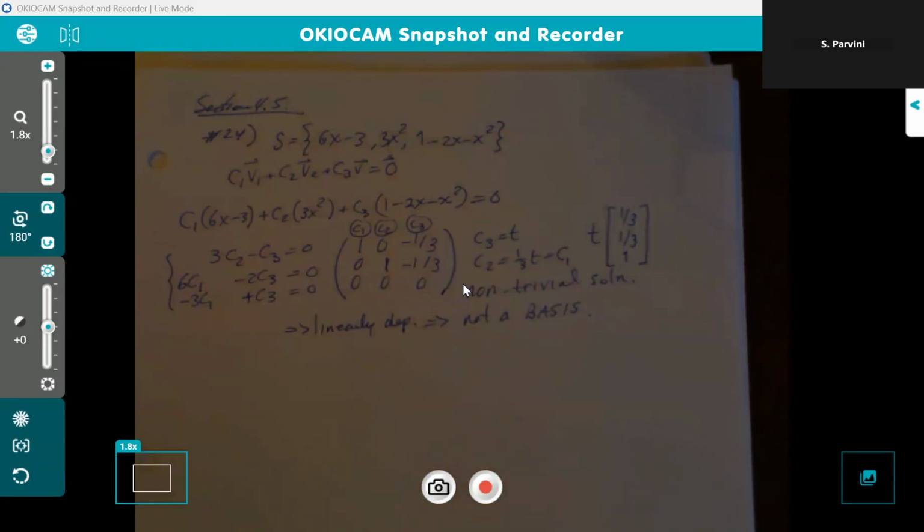Now, let's see. Let's take a look at another one. So I'm going to change my share to, again, the page of the book.